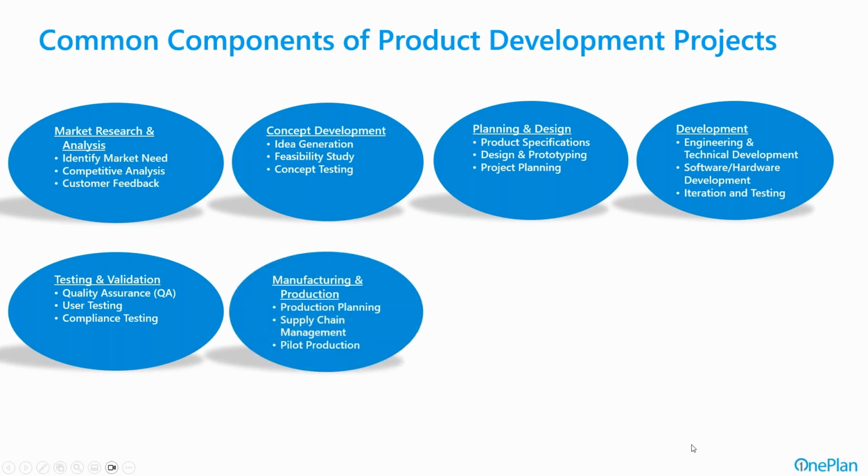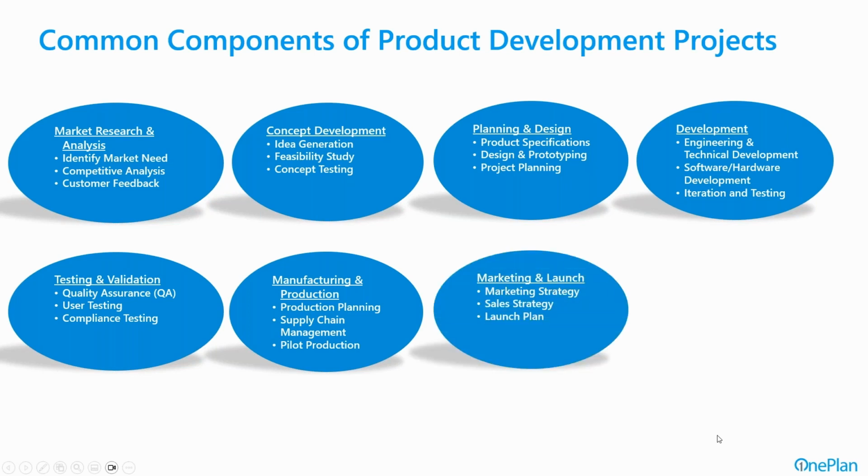Then there's the development, the engineering and technical, the software and hardware, the iteration and testing of all that. The testing and validation, whether it be general QA, user testing, and even compliance testing to make sure we're meeting our compliance requirements. And manufacturing and production, we have to plan for the production of what we're developing. We have to get the right parts and components in the supply chain, and then pilot production to make sure that once we turn the switch, we can produce these things in the volumes that we need to.